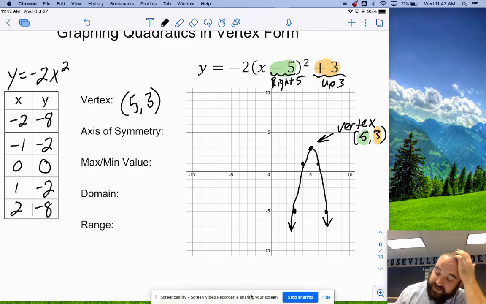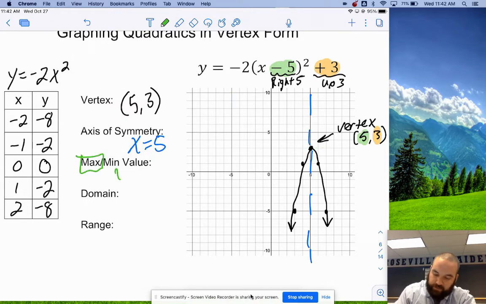Where's the axis of symmetry? Well, the axis of symmetry is always going to be a vertical line that goes through the vertex. So this hits the x-axis at +5. So we're just going to say x equals 5 for our axis of symmetry. Since the vertex is at the top of the graph, the vertex is a maximum value, and that maximum y value is, what is it, +3.